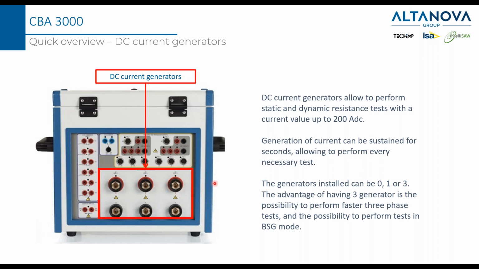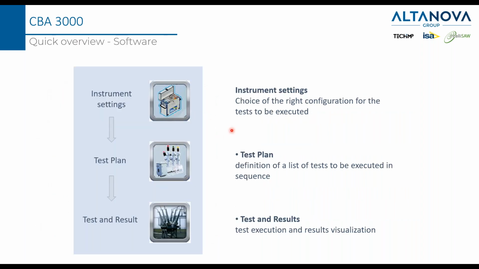But the only way to be able to test GIS breakers or air insulated breakers in both sides ground mode, you need to have 3 generators. Then the software is designed in order to help the user to do the job in the most convenient way.